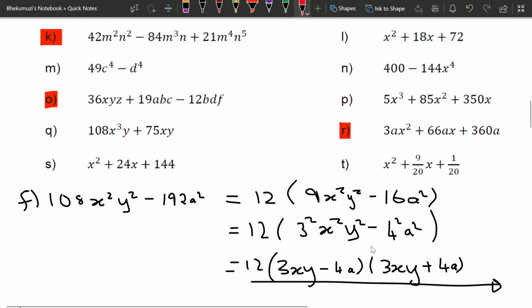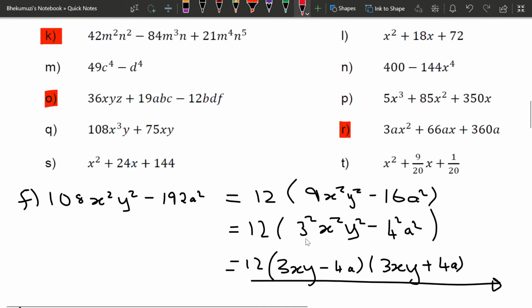What I notice is that the 9 there can be written as 3 to the power 2, which is a square. And also 16 can be written as 4 to the power 2, which is also a square. So now you actually have a difference of two squares, and if you know what a difference of two squares is, then you're just going to write (3xy minus 4a)(3xy plus 4a), or the other way where you say (3xy plus 4a)(3xy minus 4a). The order of these two brackets does not matter, but what does matter is that you have to have one bracket that has a negative and the other bracket that has a positive.